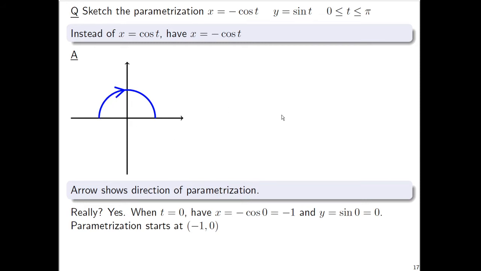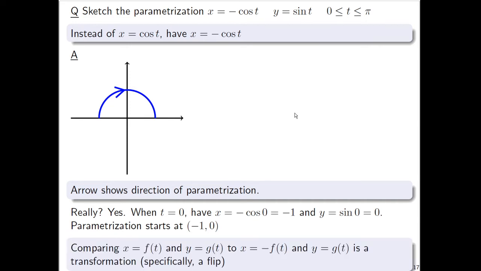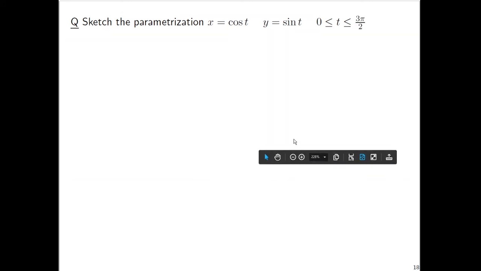So this arrow indicating the direction of parameterization here is correct. Okay, I think I already said this in a preview sense, but if you start with x equals f of t and y equals g of t, and compare it to a new parameterization, x equals negative f of t and y equals g of t, that's a transformation. In this case, it's specifically a horizontal flip.